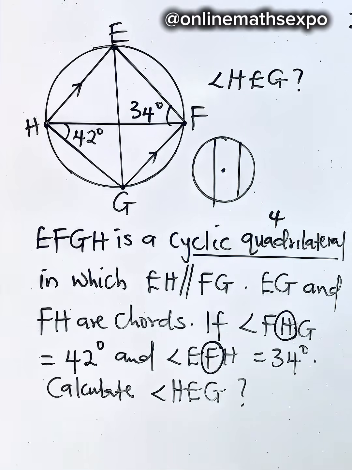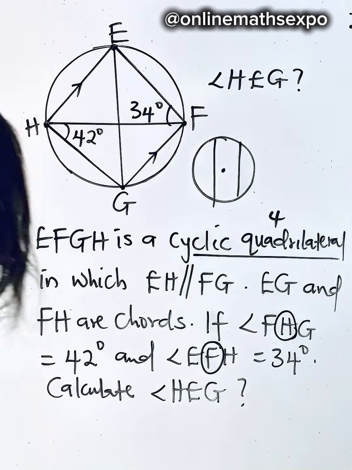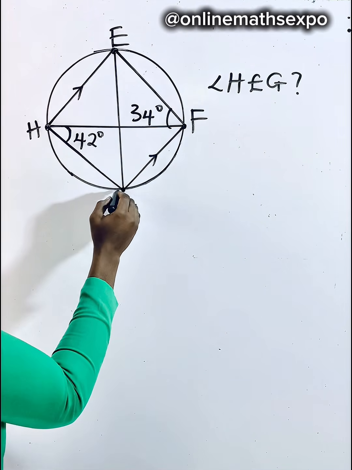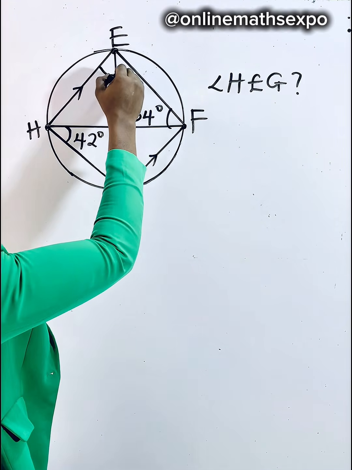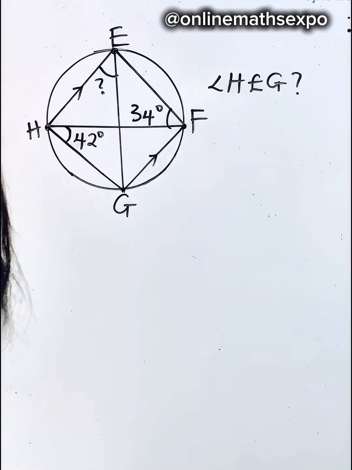How do we do that? Don't worry, I'll take you through that. It's just so easy. Let's do it together. HEG, this is H, this is E, this is G. It means this is the part of the angle we want to find. Now, how do you find this?